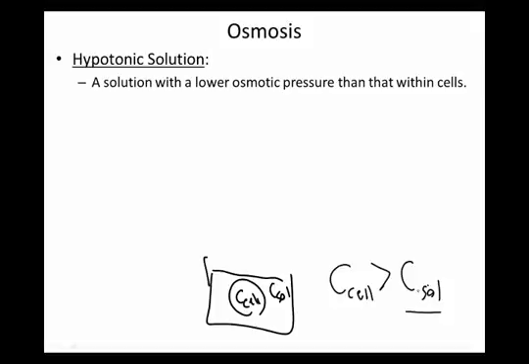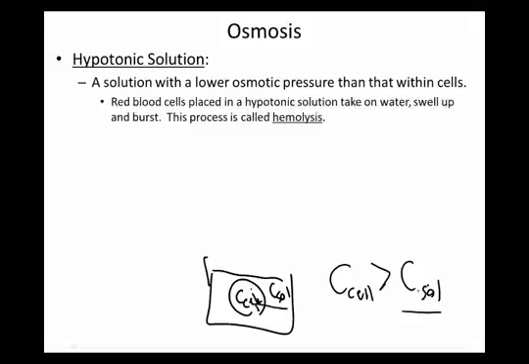So this is where water flows to the more concentrated and it blows up, right? So red blood cells placed in a hypotonic solution take on the water because they're more concentrated. The solution, hypotonic, is less concentrated. They take on water, swell up, and explode. This is called hemolysis. Heme meaning blood, lysis meaning cut. So basically destroying blood cells.